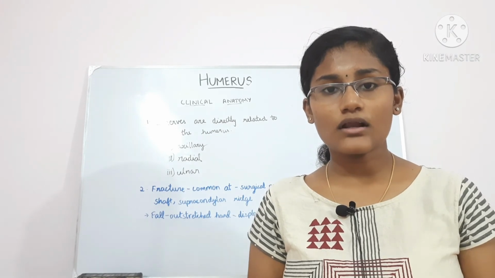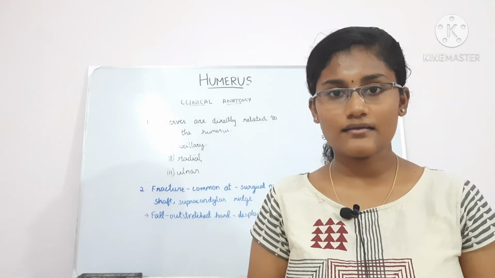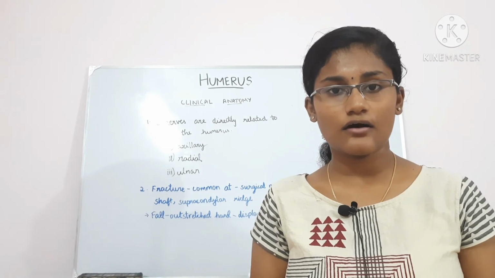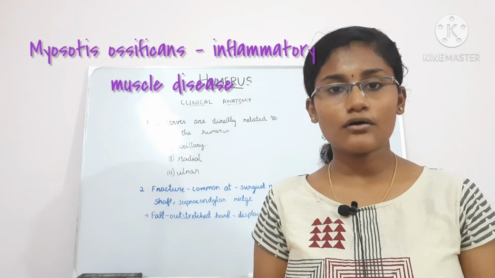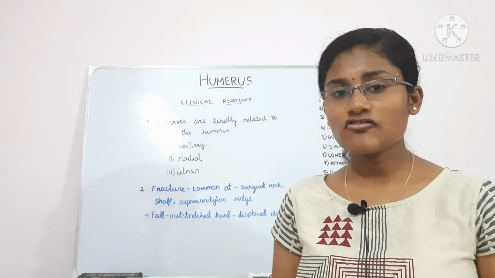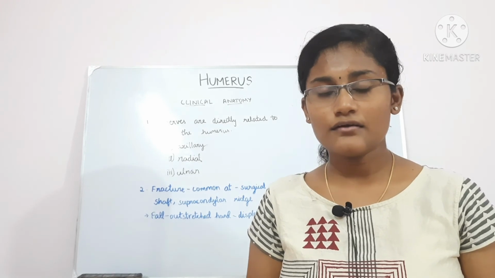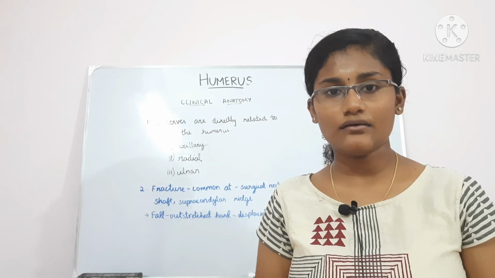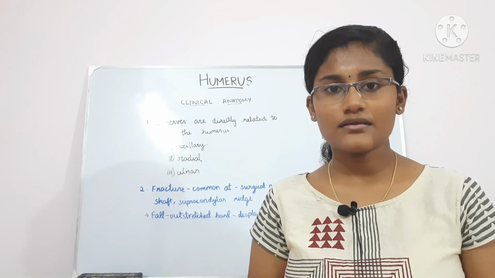This also leads to Volkmann's ischemic contracture, which means a claw hand. Usually that is the symptom of Volkmann's ischemic contracture, and it may also lead to myositis ossificans, which is an inflammatory disease. It is usually an autoimmune disorder, but in this case also it can happen. And at the junction of the upper two thirds and the lower third of the humerus, there is very little blood supply. So a fracture at this place may cause a delayed union or non-union. So that is all about the humerus.